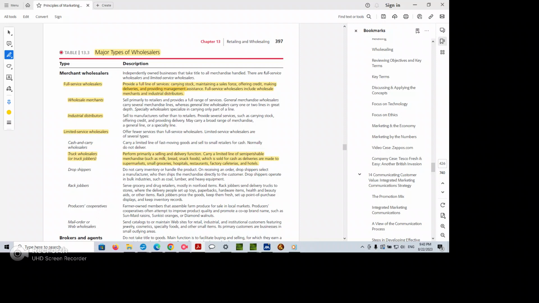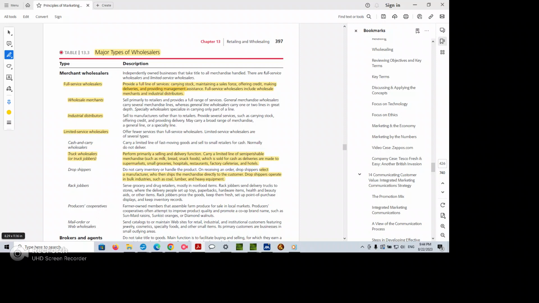Drop shippers do not carry inventory or handle the product once receiving the order. Drop shippers select the manufacturer, who then ships the merchandise directly to the customer. Drop shippers operate in bulk industries such as coal, lumber, and heavy equipment. This, by the way, over the past few years has been pretty hot as the drop shippers.